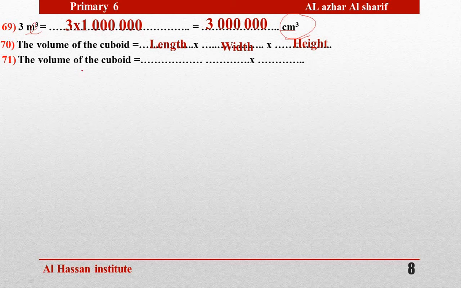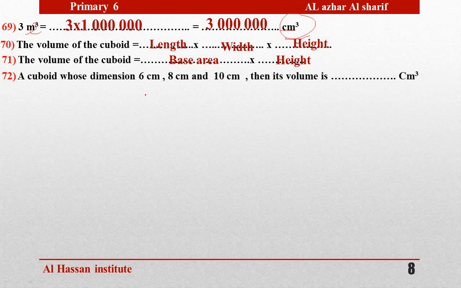Next, the volume of the cuboid equals length times width times height. The volume of a cuboid also equals base area times height, while length times width equals the area of the base. Why? Because in a cuboid the base is a rectangle, and the area of a rectangle equals length times width. Next, a cuboid with dimensions 6 cm, 8 cm, and 10 cm. Dimensions means length, width, and height. So 6 times 8 times 10 equals 480 centimeter cube.